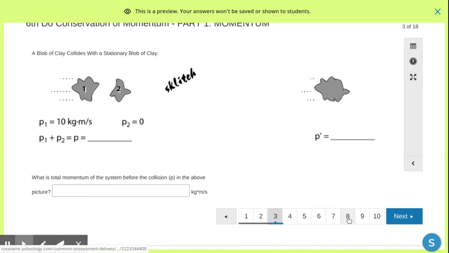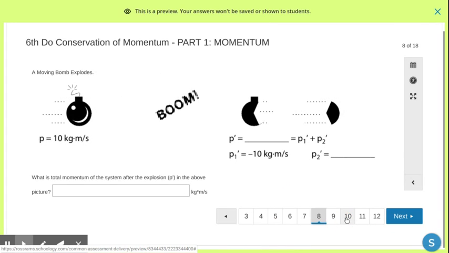I'm actually going to skip ahead a little bit here, show you another example sort of like that. Let's go all the way up to number 8 here I clicked on. So this one's very similar, except now it starts out with a moving bomb explodes. So this bomb's already moving. And you can see here that the momentum of the system is 10 kilogram meters per second. But I'll just not say all that. I'll just say 10. So the first question says, what is the total momentum of the system afterwards, P prime? Well, remember, it can't change. It's conserved. So if it was 10 before, it's got to be 10 afterwards. That's P prime, what would go right here.